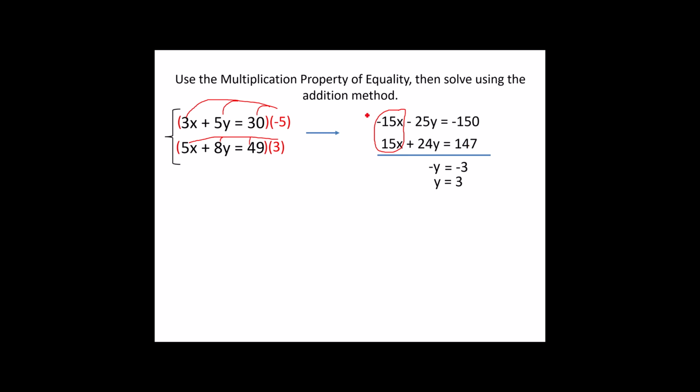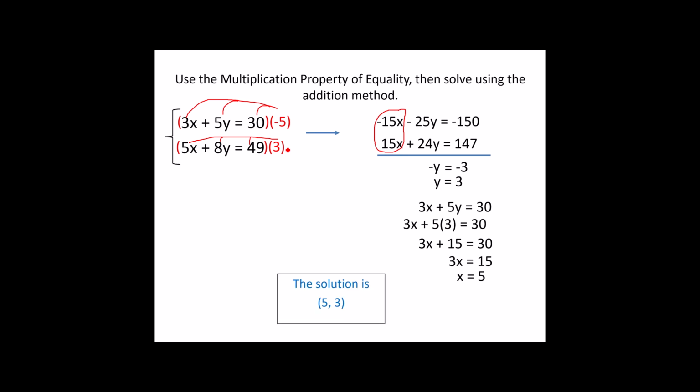As always, once you know your y, you can select either of these equations. I happen to pick the first one. I plug in my y, I simplify, subtract 15 from both sides, divide both sides by 3, you get x is 5. Your final solution is 5, 3. Here again, if we had more time, I could substitute those in and simplify to prove that they are true, but we're not going to take time to do that today.